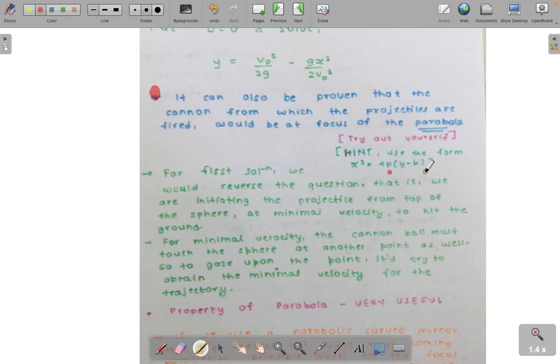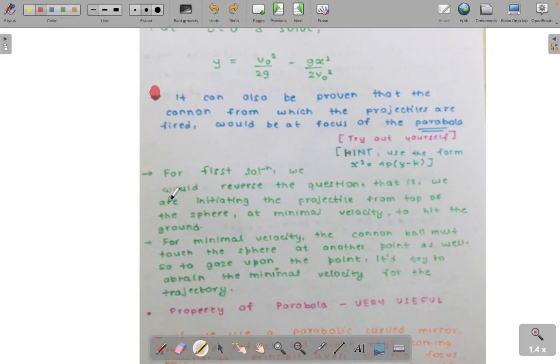You have to find p and k, and the focus of the parabola would be at 0 comma p plus k. Don't worry, I will mention this in the description so that you don't forget it. So please do try it out yourself. So let us proceed further.